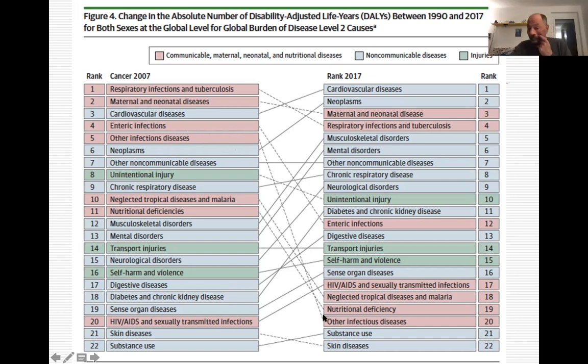They are in the order of 12th and 20th ranking. So this is amazing. If you think about it, in only 10 years the world made such a giant leap forward that these diseases, typical of a poor population with poor hygiene conditions, go down.